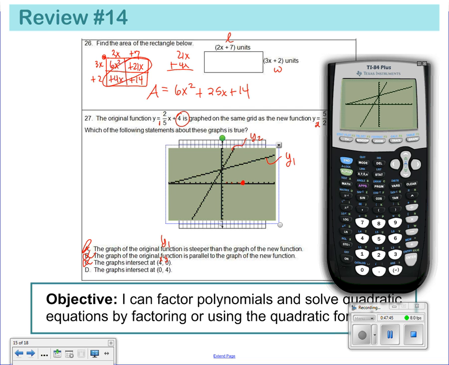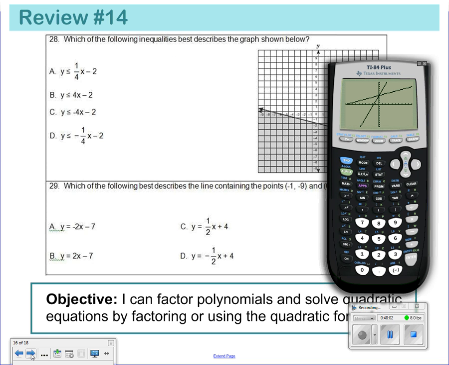D says the graphs intersect at 0, 4. Hey, that's another way that I can show my y-intercept. And I already recognize they have the same y-intercept, so sure enough, my correct answer is D. Just another way you can use your calculator to help you out.